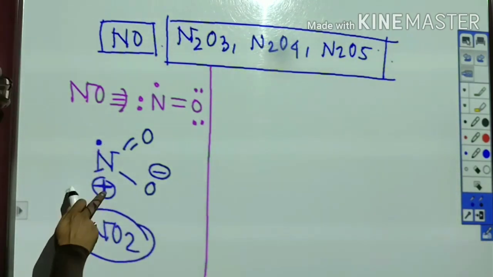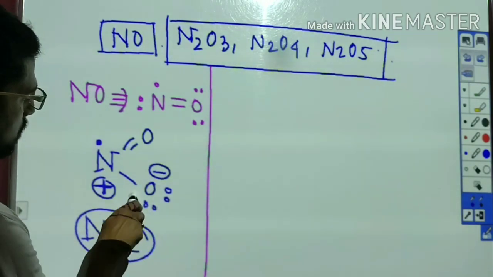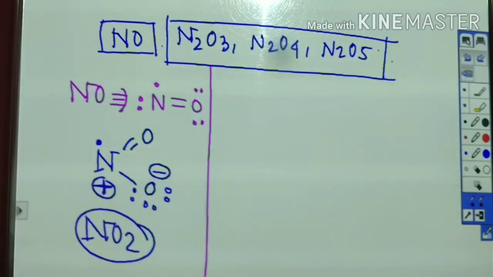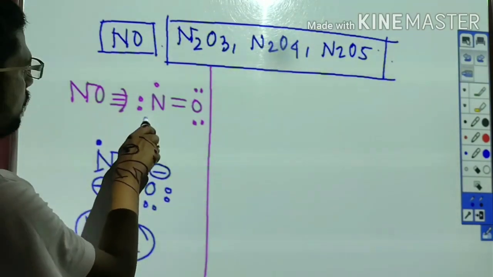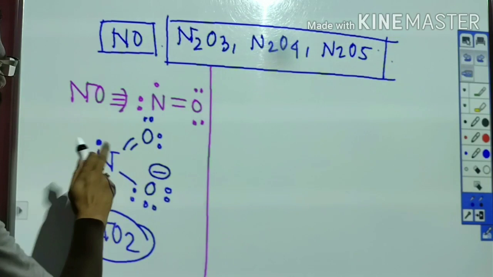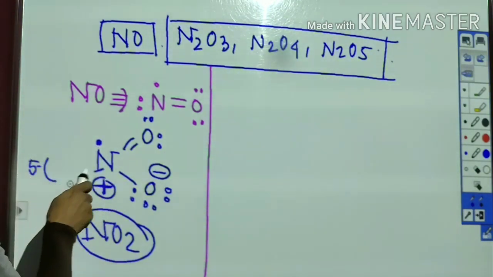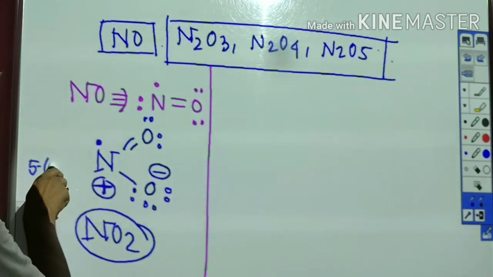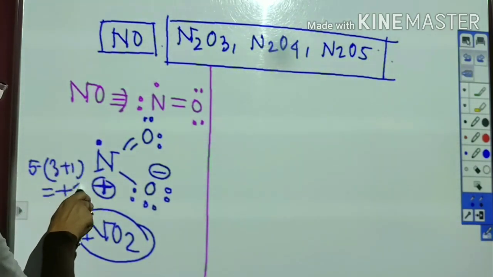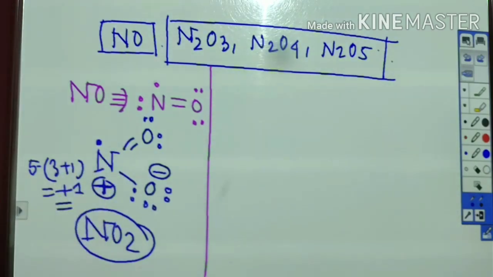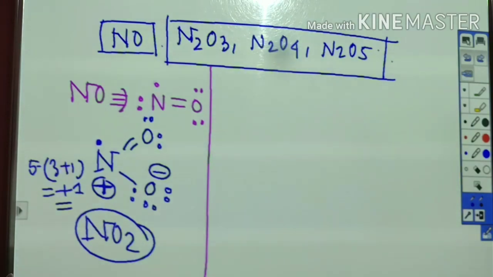It will have a formal charge: 5 minus 3 nonbonding electrons... 3 plus 1 electron, so 2 plus 1, so formal charge plus 1, no problem. So this is the structure for NO2, and this is the structure for NO.